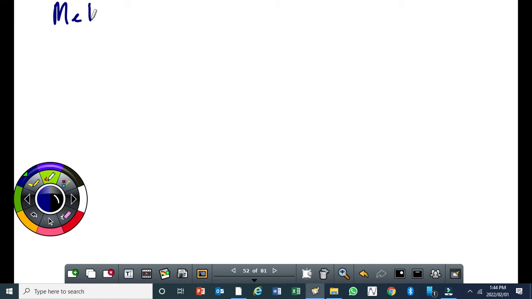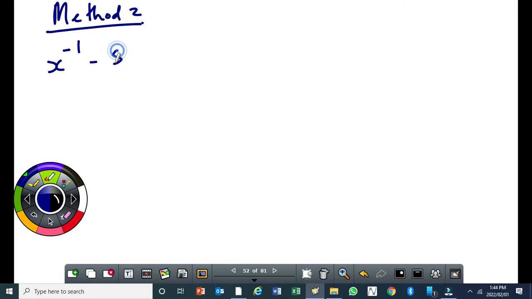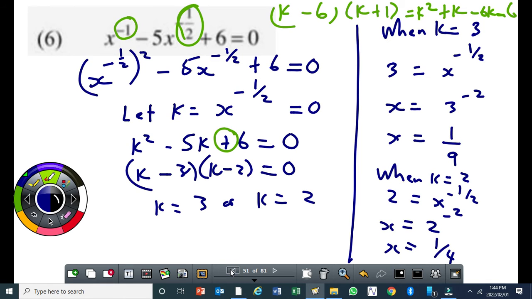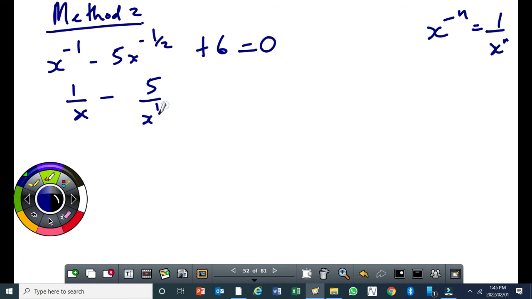So method 2, you're given x to the power of minus 1, minus 5x to the power of minus a half, then you have got a positive 6. This is equal to 0. If I use this definition here, x to the power of minus n is 1 over x to the n, and make the exponents positive, I'll end up having 1 over x minus 5 over x to the power of a half plus 6 is equal to 0.